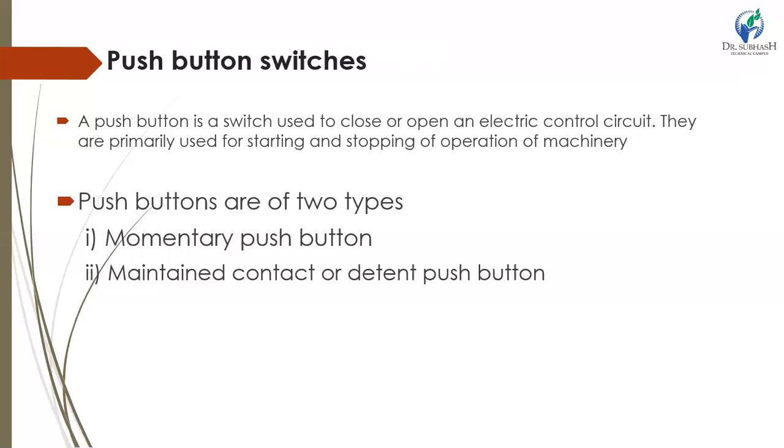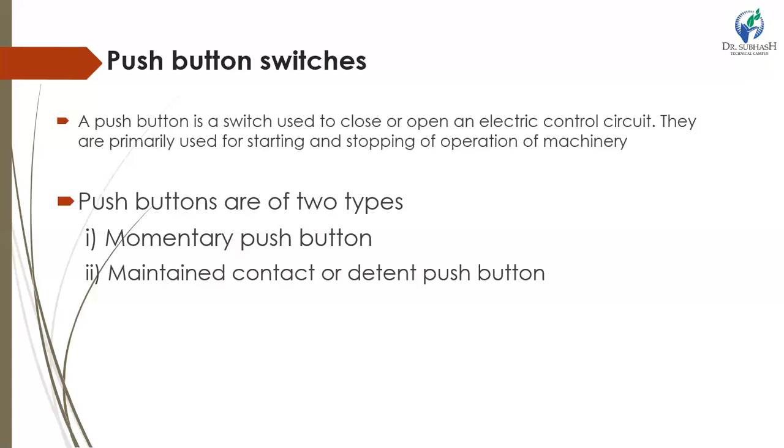They also provide manual override when an emergency arises. In case of an emergency, you can use these push buttons. Push switches are actuated by pushing the actuator into the housing. This causes a set of contacts to open or close. Push buttons are generally of two types: momentary push button, and the other is maintained contact or detent push button. These two types are there.